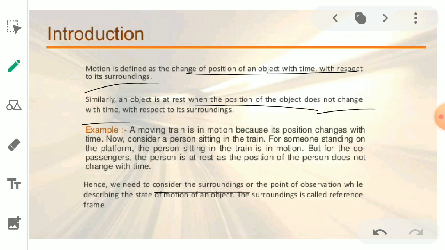or a point of observation, while describing whether an object is in a state of motion or in a state of rest, we should always take a point of observation. That point of observation, which confirms whether the object is in motion or at a fixed position, is known as a reference frame or a reference point.